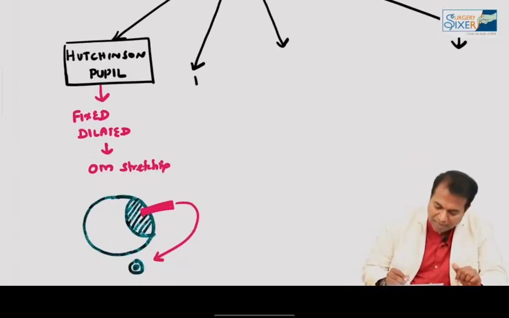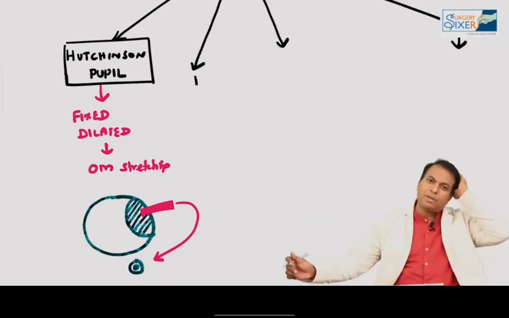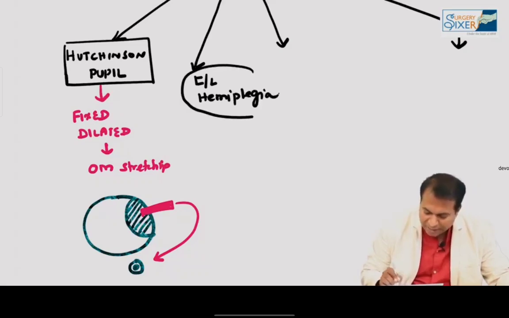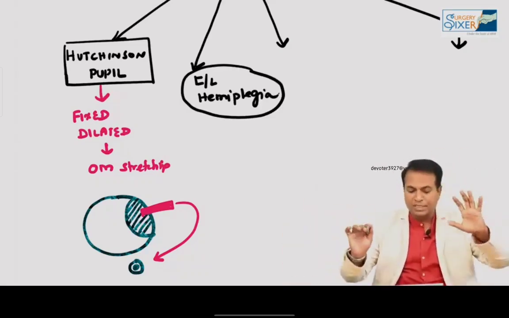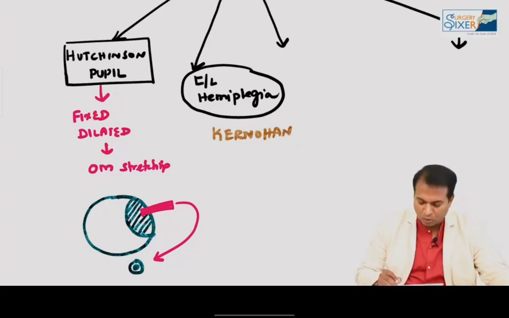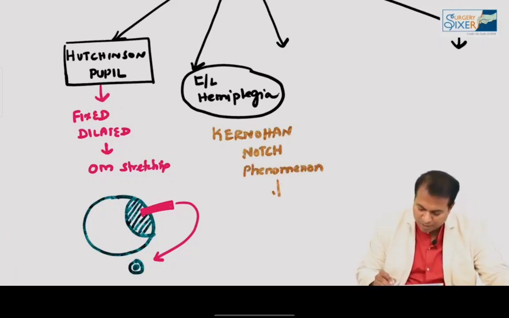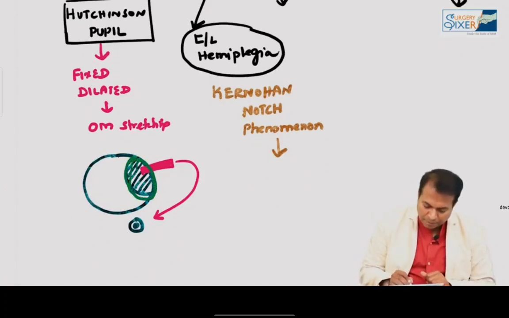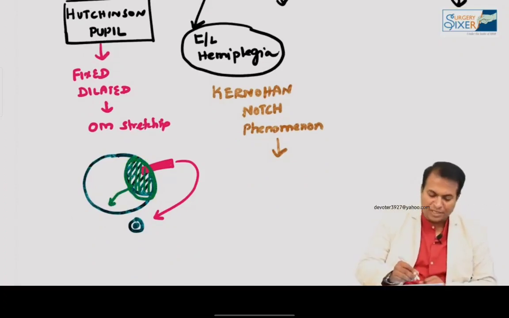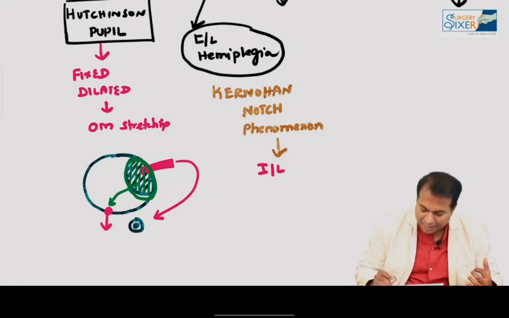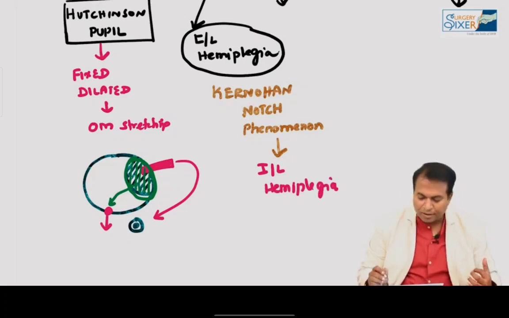And usually, if there is a hematoma on the left side, the patient will have right side hemiplegia. Contralateral hemiplegia will be there. This is normal. But there is one interesting phenomenon known as Kernohan-Notch phenomenon. What is it? See the image, there is a huge hematoma. Because of the huge hematoma, the brain will shift to the opposite side and compress the opposite side pyramidal tract, and it will cause ipsilateral hemiplegia. This is known as Kernohan-Notch phenomenon.